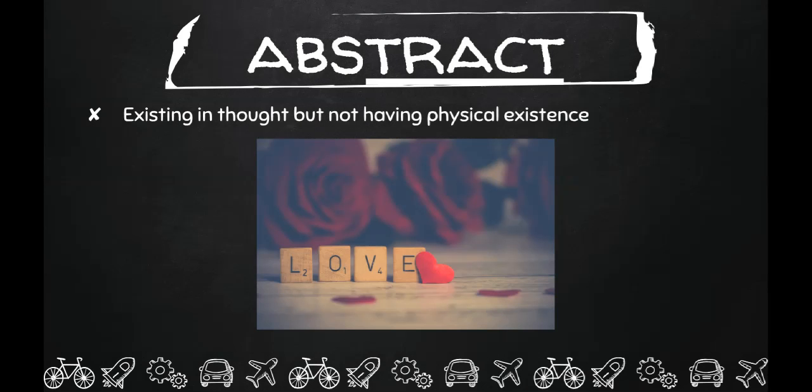Abstract is something that exists in thought or in your head, but does not have a physical appearance or existence. So I think of love. You know, we say we love someone. You may love your parents. You love someone, and that thought exists in your mind, but it doesn't have any physical existence. You can show someone love, but love is really something that exists in your head.